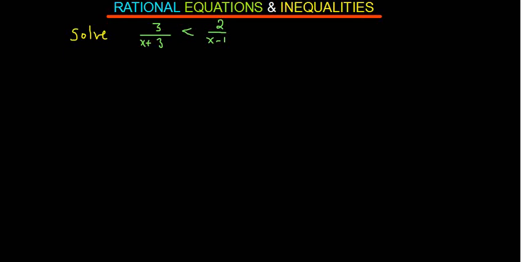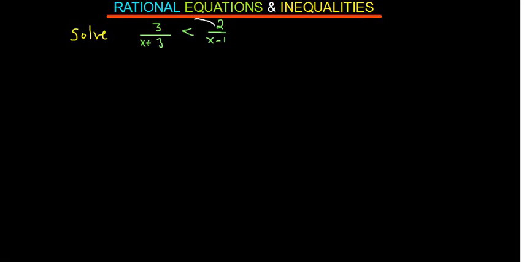Solve the inequality 3 divided by x plus 3 is less than 2 divided by x minus 1. Remember, with inequalities you don't cross multiply. So I'm going to take this term to the other side. You could have multiplied if it was an equation, but this is an inequality which is rational. You don't cross multiply. So this is going to be 3 divided by x plus 3.